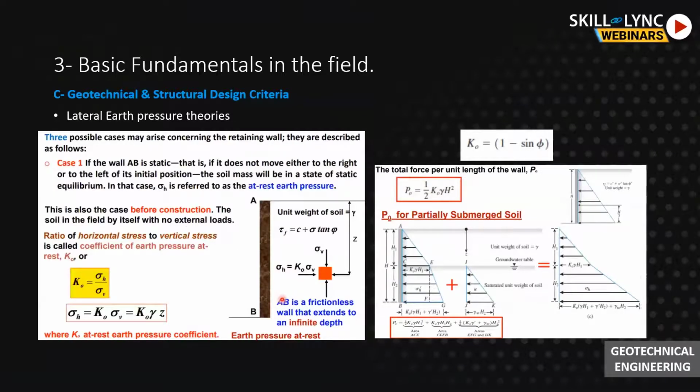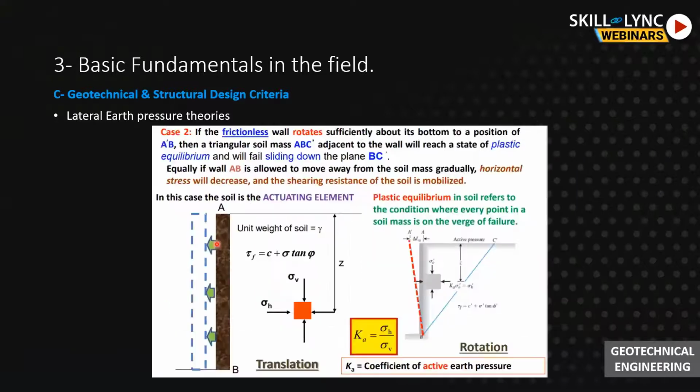So we have the first case, which is at rest. For the at rest assumption, we are assuming that this wall will not move, and it's not designed to move actually. The earth pressure coefficient will equal 1 minus sin phi. If we have water pressures, we can calculate them, and we can discuss water pressure later. The second case is active earth pressure.